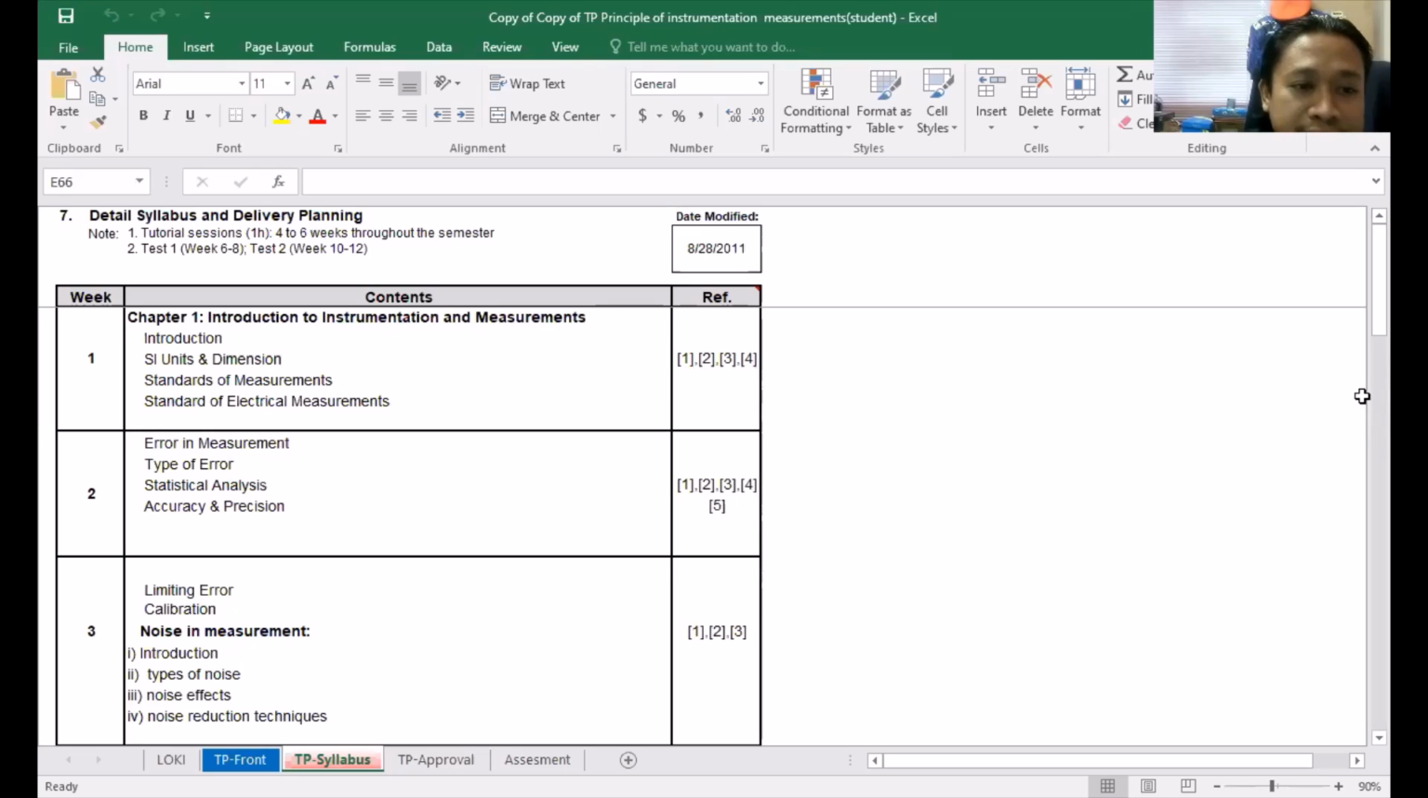Normally chapter 1, chapter 2 and chapter 3 will be covered for the midterm test. The rest will be covered on the final. Normally like that, but I will confirm you again. Okay. So any question so far?